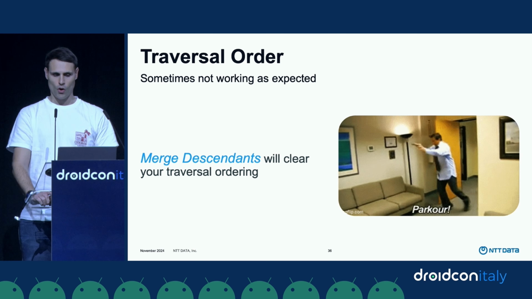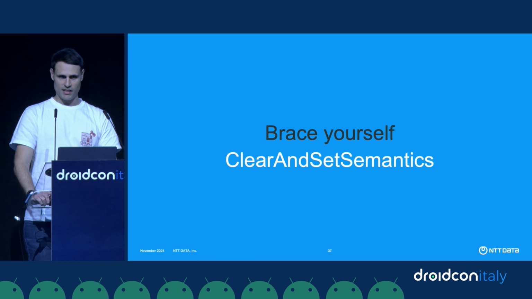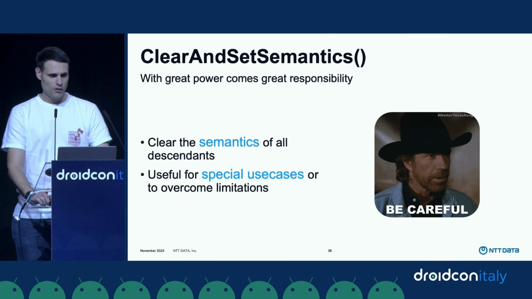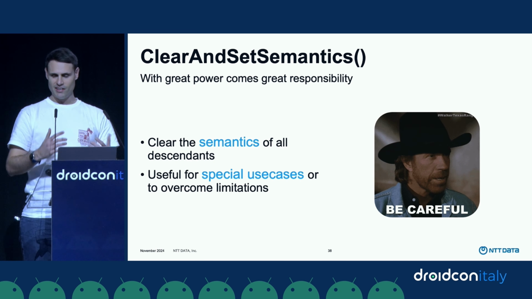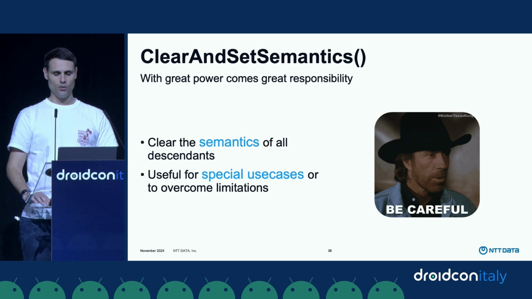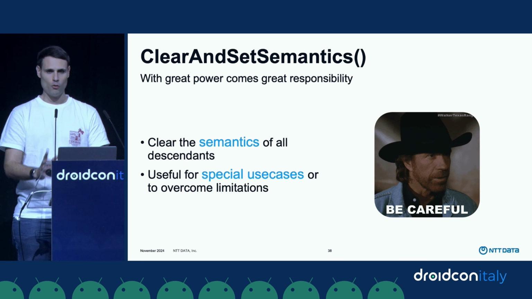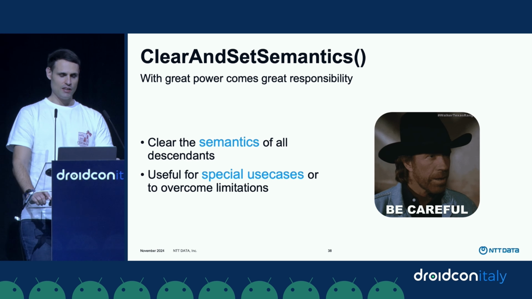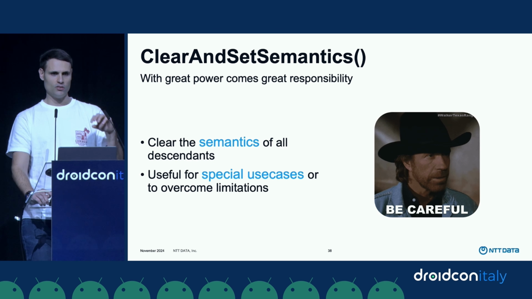So how can we overcome this kind of bug? We can overcome it with ClearAndSetSemantics. When we set ClearAndSetSemantics, the semantics of all the descendant nodes will be cleared, and we set a new one. So to overcome the bug that we have seen before, bug or feature, whatever, we just have to set ClearAndSetSemantics on the parent element, and then set a custom content description.